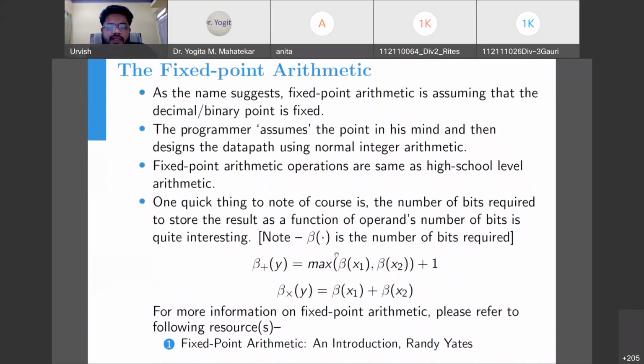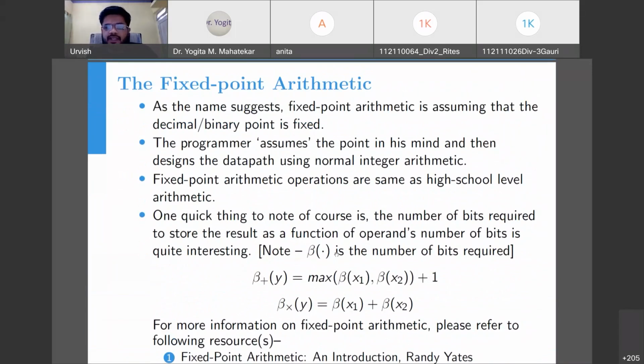Now imagine you were to do fixed point arithmetic using computers. Let us say you want to perform addition of two 8-bit numbers. How many bits would the result require is given by this equation. If you want to add x1 and x2, binary numbers having bit widths beta of x1, which is 8, and beta of x2, which is also 8, then what would be the resultant bit width? It would be given as the max of beta 1 comma beta 2, plus 1.